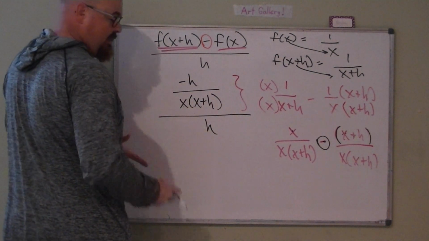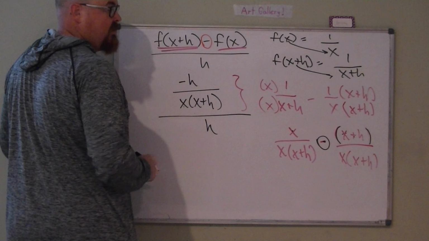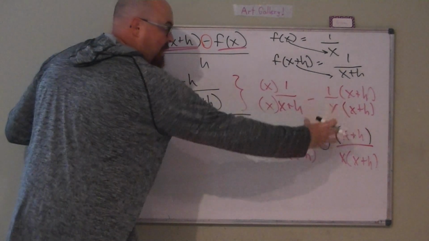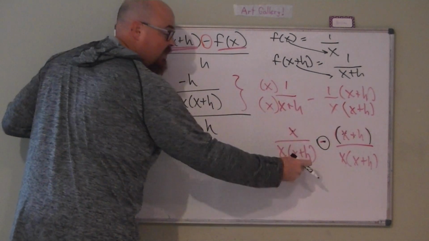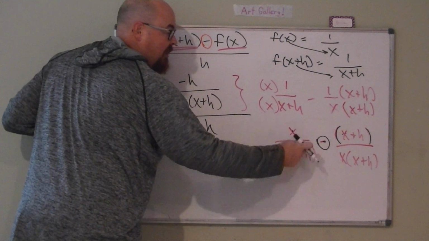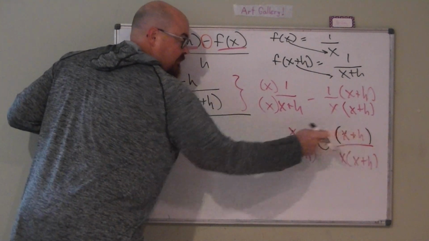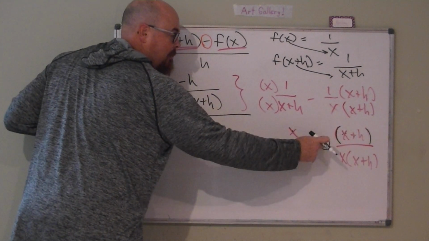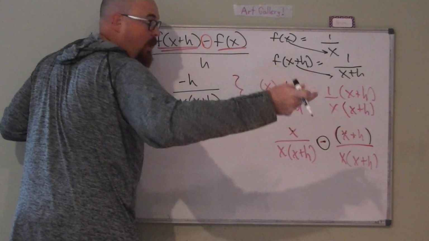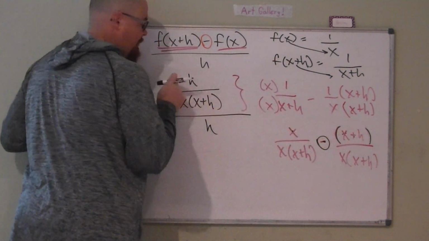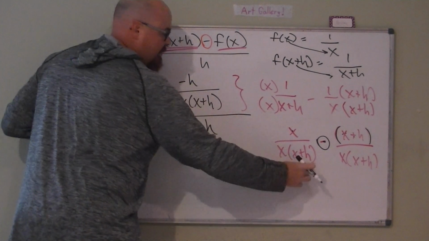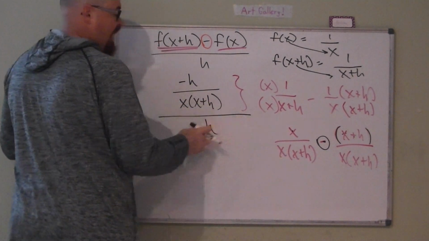I hope this is making sense. I'm trying to conserve as much space as I can here. But when I combine these to create that one fraction, here's my common denominator, but I'm going to subtract this from that. So we get x minus x, they're going to go away, minus h. There's the minus h. This denominator is here, and then that is all over h.